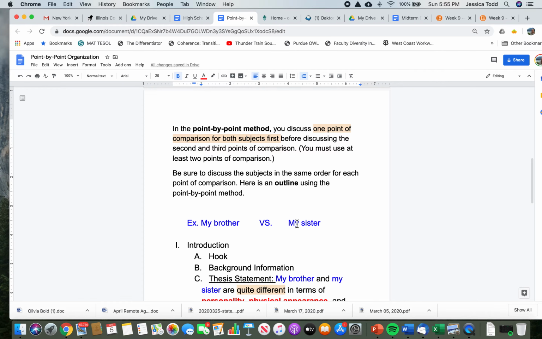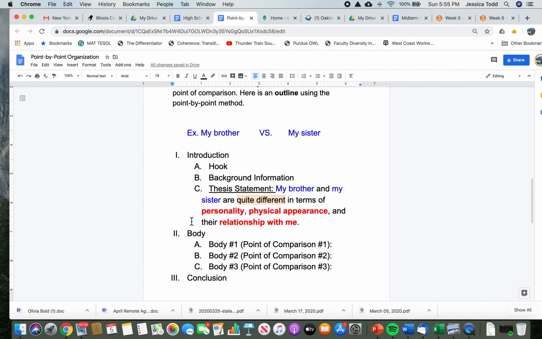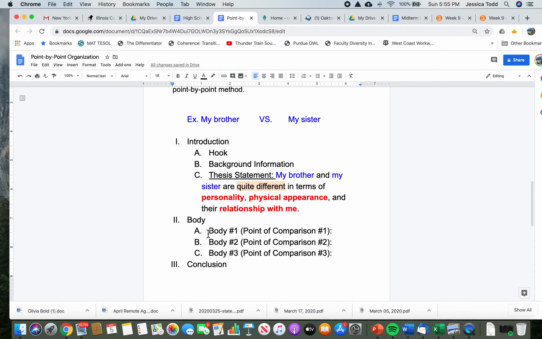Now let's get into the body paragraphs. The body paragraphs is where we're going to discuss one point of comparison for both subjects first before discussing the others. And I'm going to show you what I mean right now. Body paragraph number 1 should be point of comparison number 1. And we can look back at the thesis statement. So my first point of comparison is personality. So that's going to be the topic of body paragraph number 1.